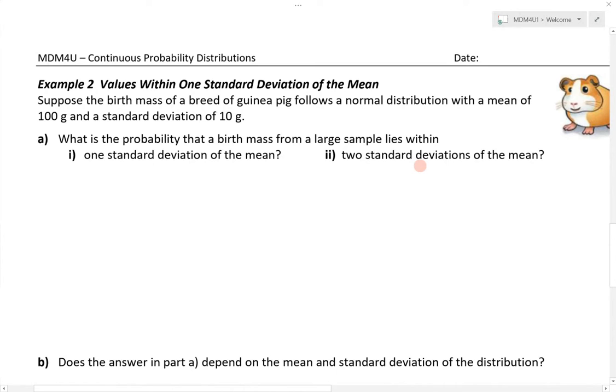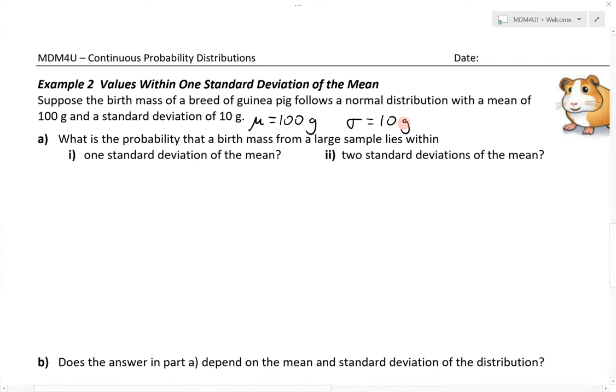Okay, example number 2. Suppose the birth mass of a breed of guinea pig follows a normal distribution with a mean value of 100 grams and a standard deviation of 10 grams. I'm just writing down the interpretation of these numbers. The mu value is 100 grams. Standard deviation sigma is 10 grams. And we're assuming populations here rather than a sample.